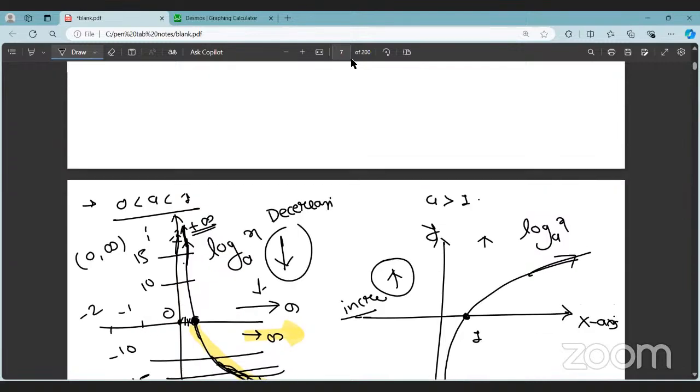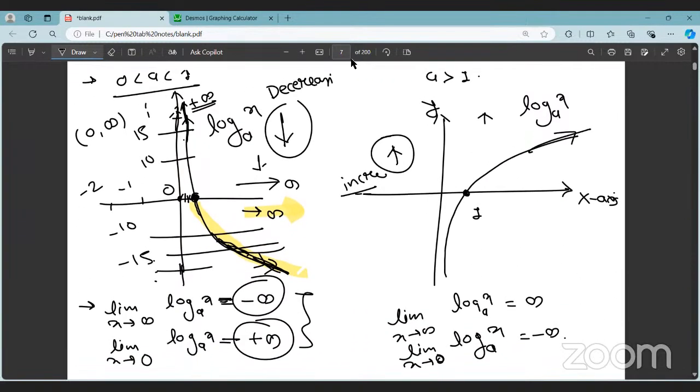Ma'am, I have a question. Ma'am, this limit concept is not there in week 6. Okay, but via the graph you can observe, right? I mean, you guys are now familiar with the end behavior of polynomials and all, so it's better to observe.